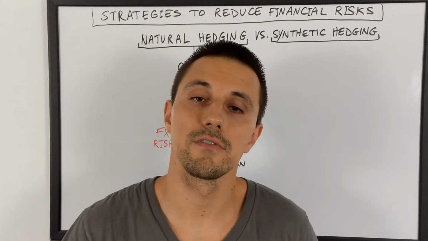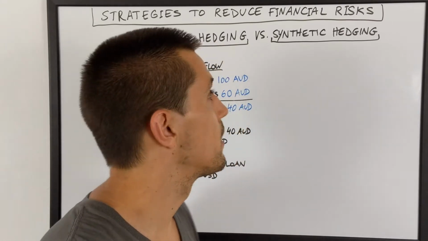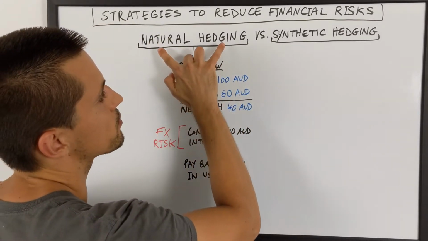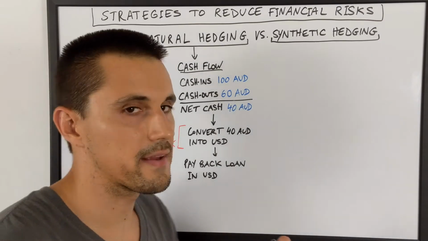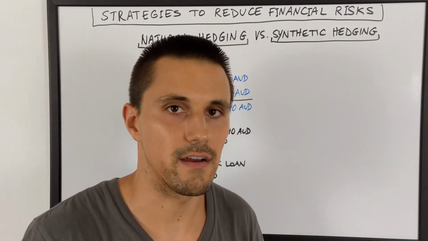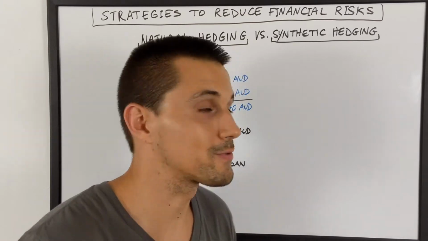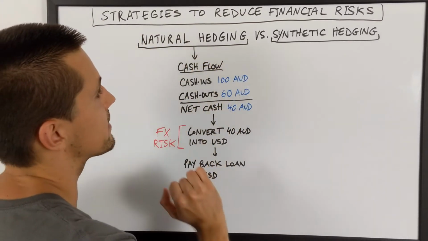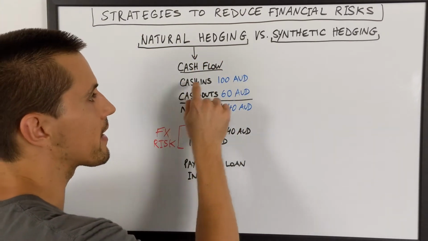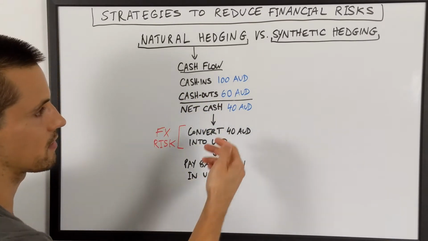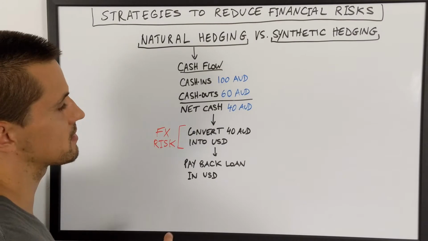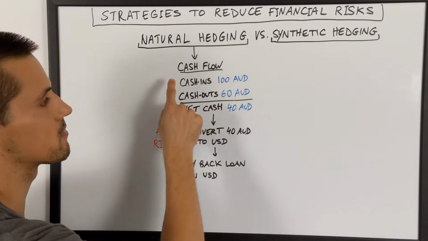It's time to introduce you to two other concepts, which is the difference between natural hedging and synthetic hedging. That sounds super complicated, but actually it's not that hard to understand. Let me explain it to you right now. So natural hedging is related to your cash flow and especially to FX risk. So now let's walk through this example and you will understand the thing.